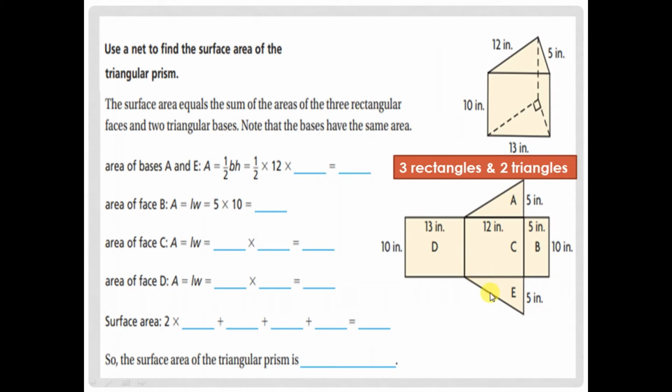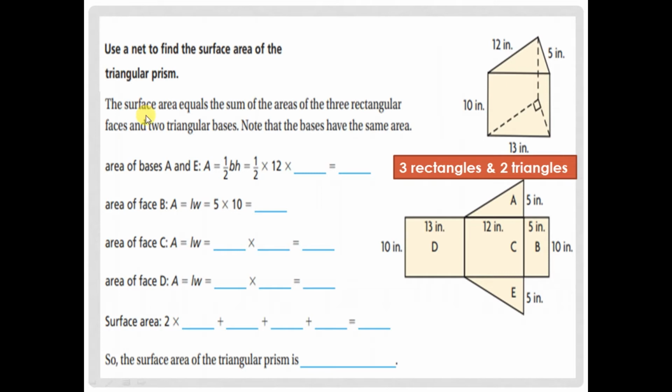Now the shape consists of 3 rectangles and 2 triangles, and I explained to you how to draw it. First, we draw all the lateral faces, and then we put the triangles, the bases, up and down. How many shapes do we have in all? We have 5 shapes. Let's count them: 1, 2, 3, 4, 5. So let's find the 5 different areas. Afterward, we're going to add them together.